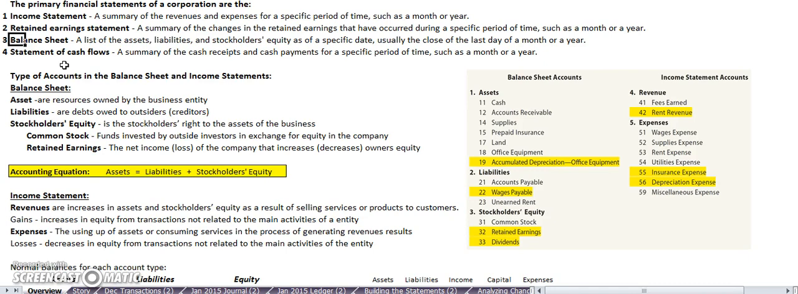Okay, so that's what we're going to do. We're going to learn how the income statement is created and how the balance sheet is created, and talk a little bit about its components and so forth and so on.